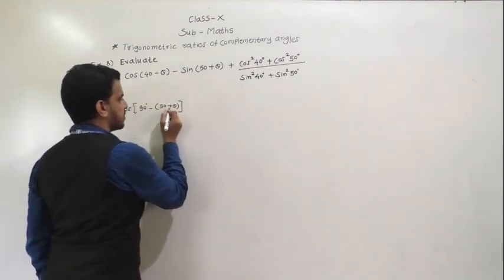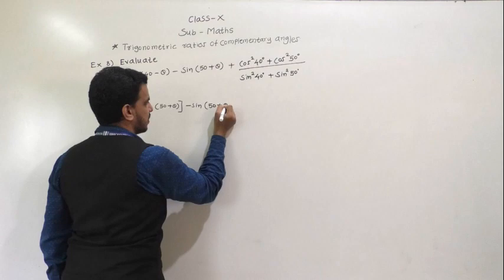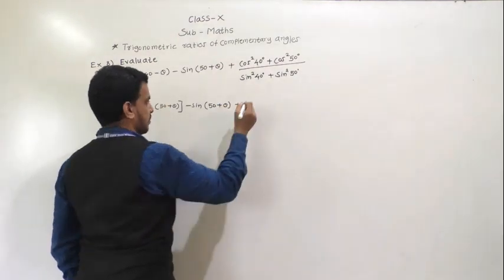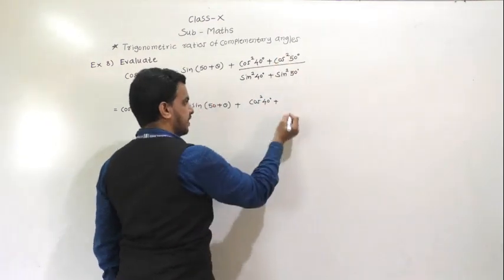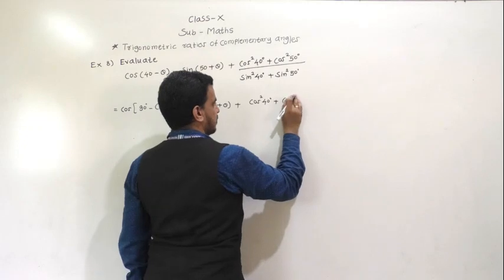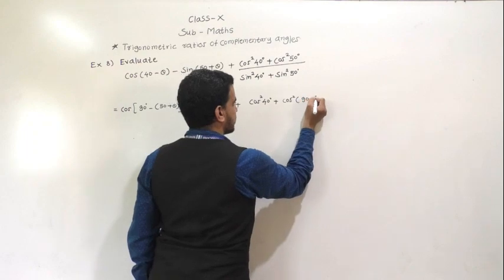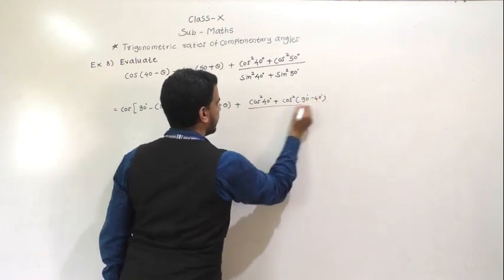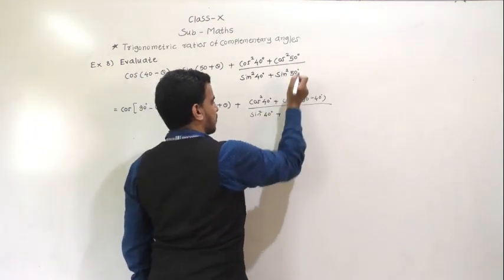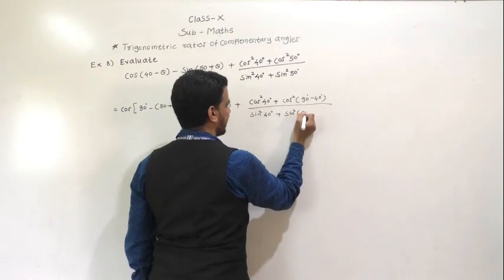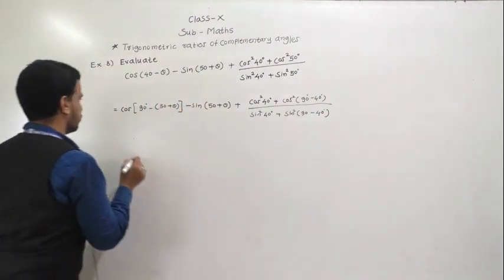Okay, 90 minus (50 plus theta), minus sin of (50 plus theta) as it is, plus again cos square 40 degree as it is. cos square 50 degree, now this 50 degree we can write as cos square (90 minus 40 degree), divided by the same sin square 40 degree as it is. This sin square 50 degree, sin square (90 minus 50), we can write as 90 minus 40 degree. Okay, so what is the next step?